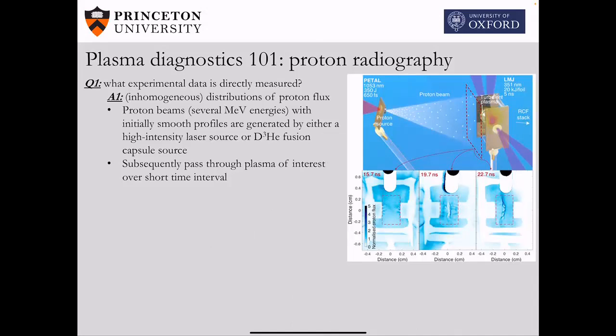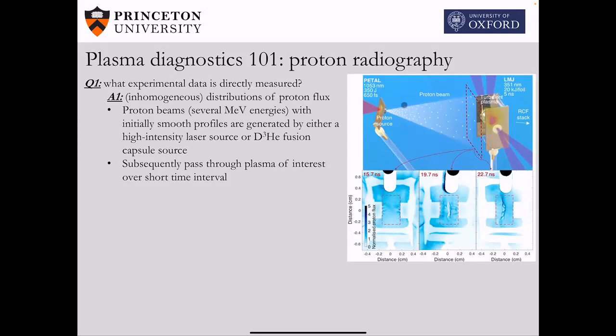What is measured here are inhomogeneous distributions of proton flux, where effectively we've generated a proton beam with several MeV energies, which has an initially smooth profile. We generate these either using a very high intensity laser source, such as that shown here, the Patel laser in Bordeaux. This was the experiment done at the Laser Megajoule facility. Or using a D3 helium fusion capsule source, so using fusion photons of 3 MeV and 14.7 MeV respectively.